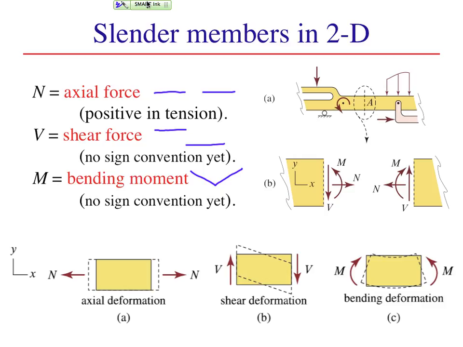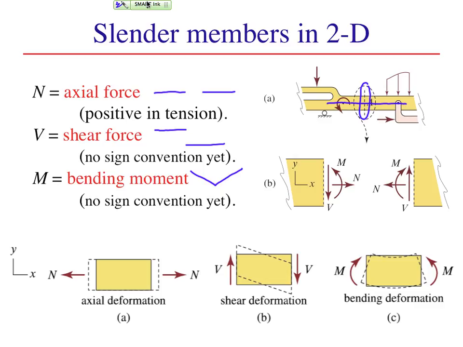For 2D slender members, it's important to note that our cut through the member will be perpendicular to the long axis of the member. The axial force, or normal force N, is normal to the cut plane, directed along the long axis of the member. The shear force V is parallel to the cut plane and perpendicular to the long axis of the member. The bending moment M is in the out-of-plane direction.